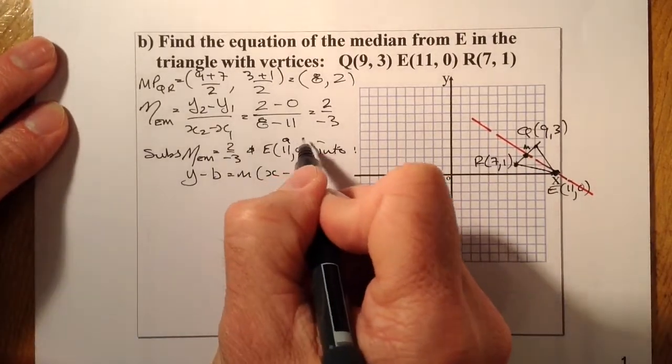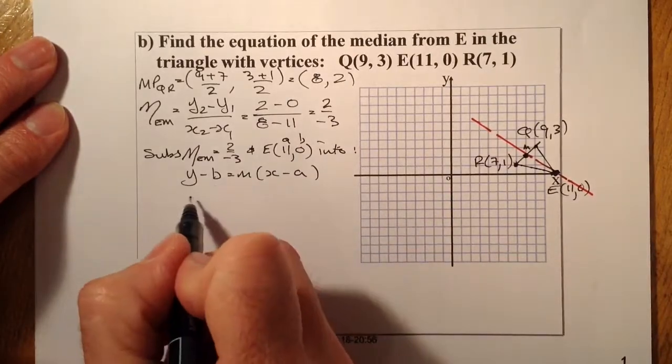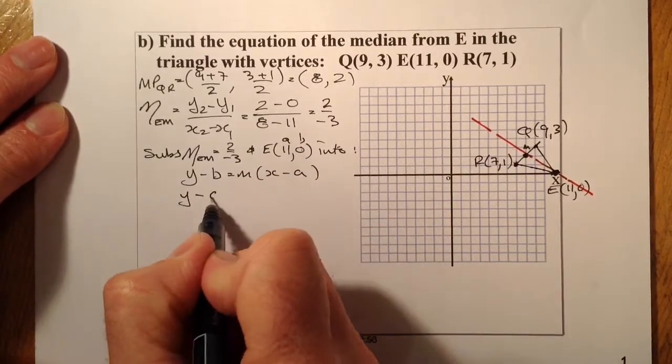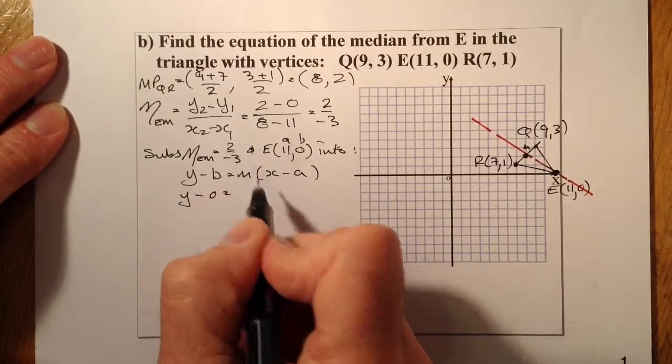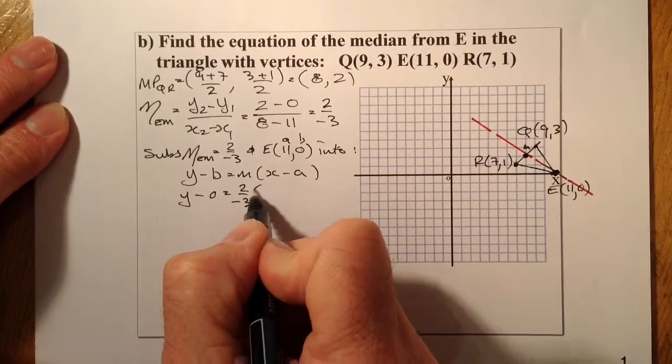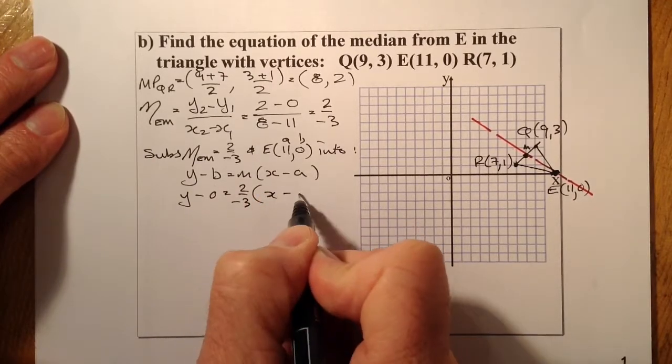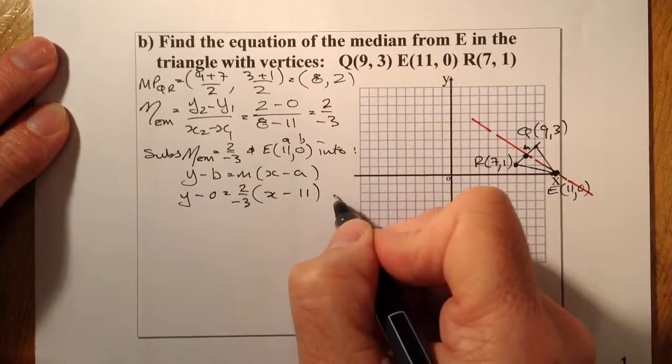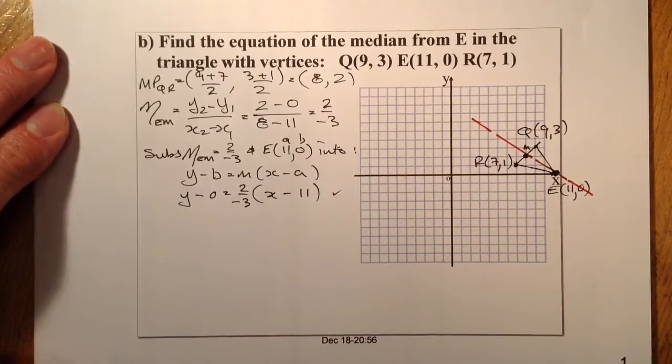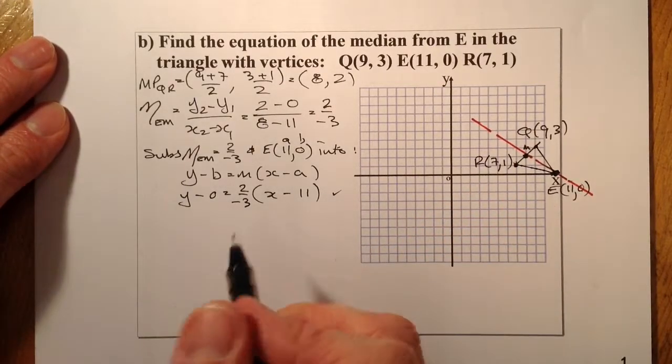Right, so A and B. Let's go. Y minus 0 is equal to the gradient, which is 2 over minus 3, times x minus 11. Okay, so I'd be expecting really about there to get the mark for the median.